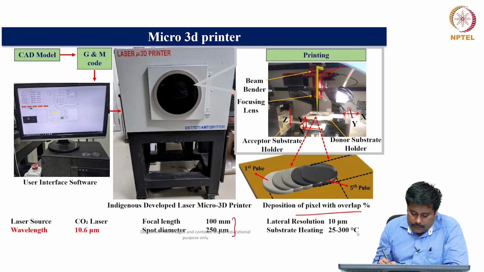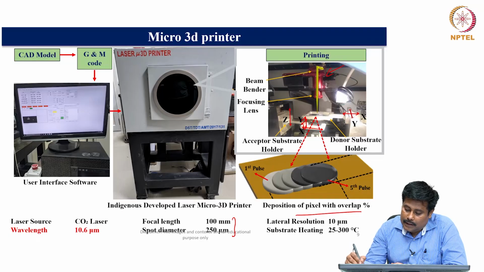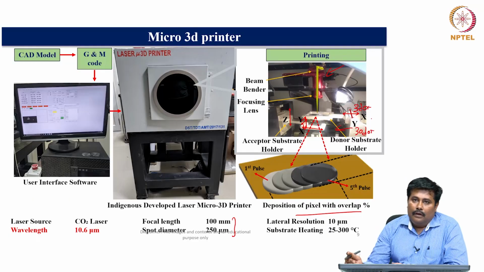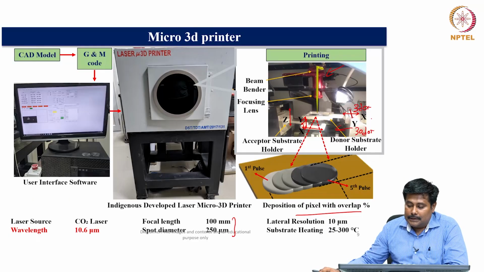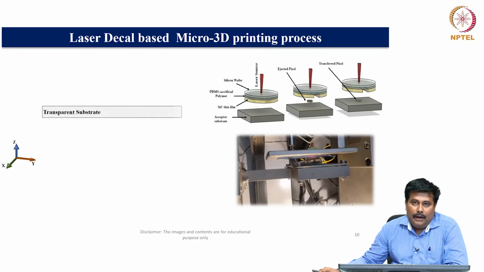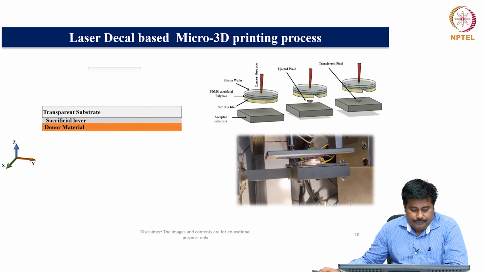In addition to this, the focal length and the spot diameter also play a vital role. As discussed, in this particular process, the donor region has 3 degrees of freedom and the acceptor region has 3 DOF. Based on the donor region and acceptor region, appropriate printing can be taken up.